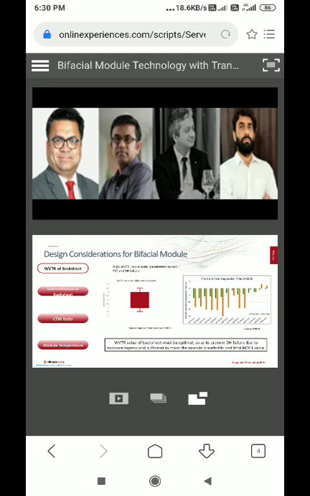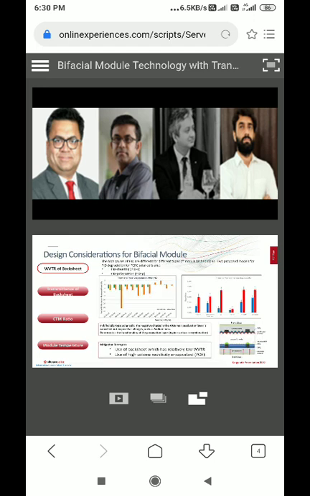While there are several reasons to explain this, what it shows us is that choosing the appropriate backsheet is key to getting a good module. Okay. And therefore, the backsheet WVTR choice is very critical.